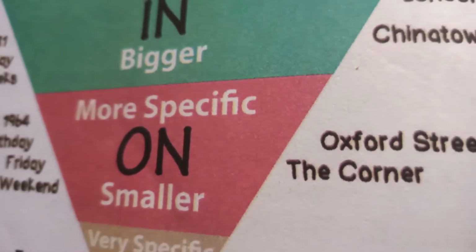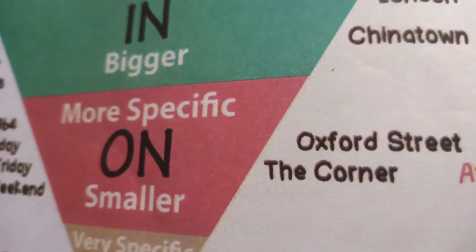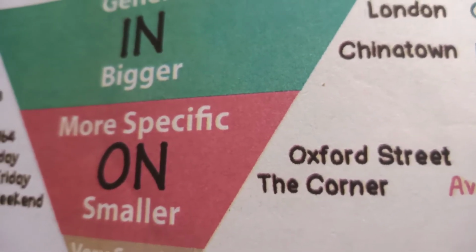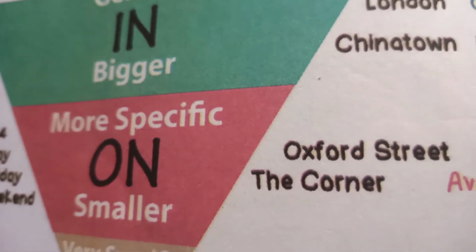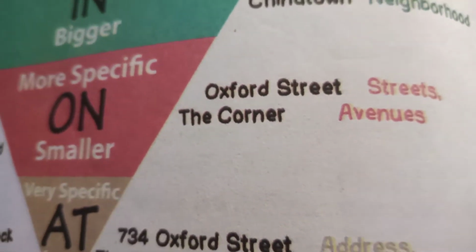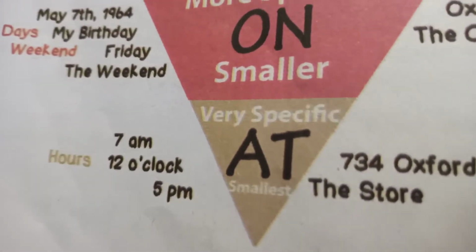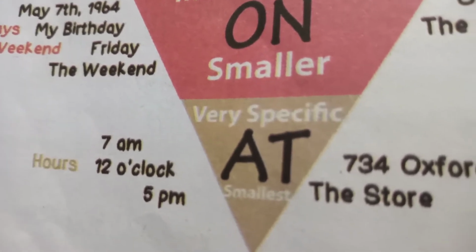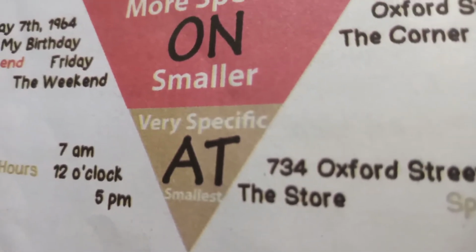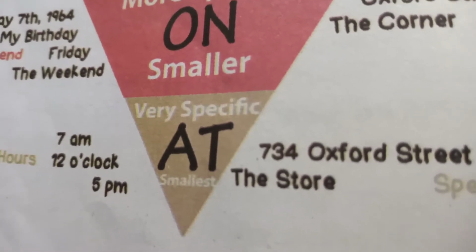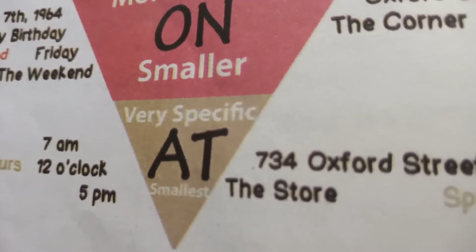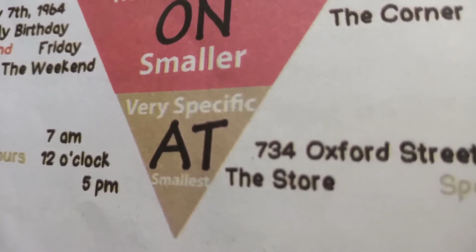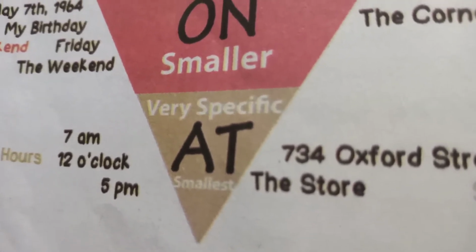The Oxford, it is on Oxford Street. Her house is on Oxford Street. Like that we can write. At the same time, at, I will be available at 7 o'clock, you can write. Or he is living at 734, door number 734, Oxford Street. That is very specific and the smallest.